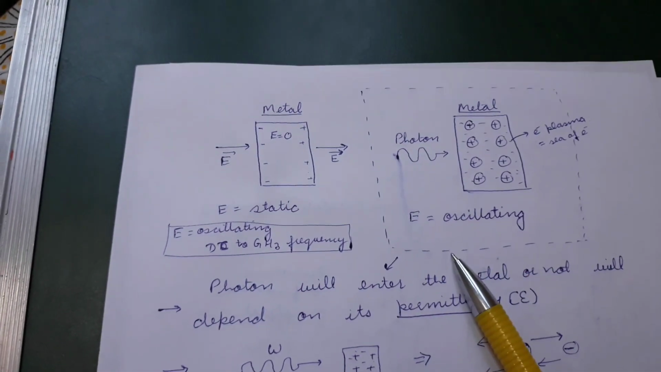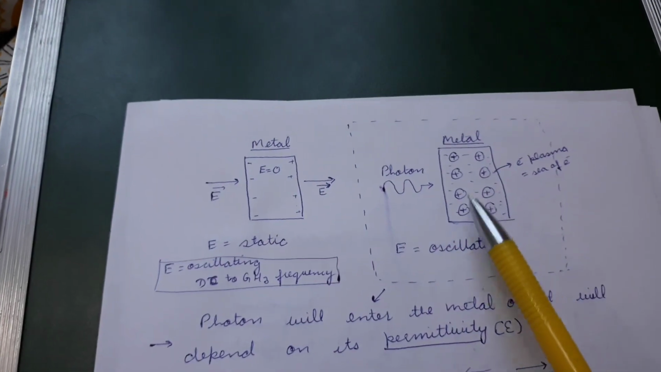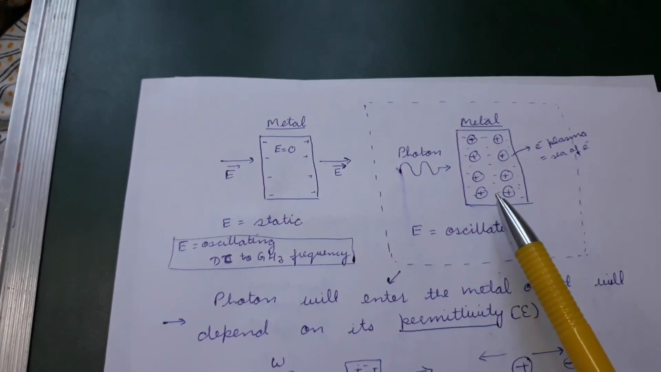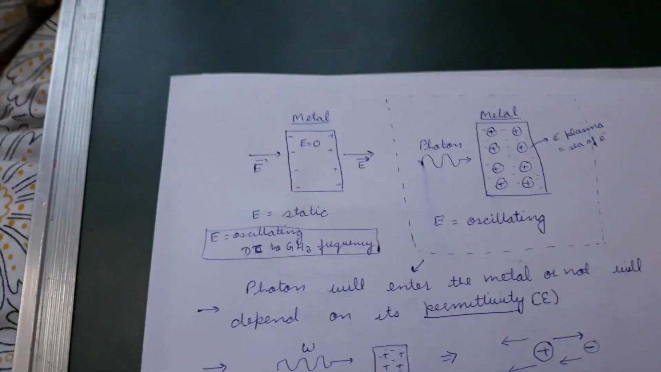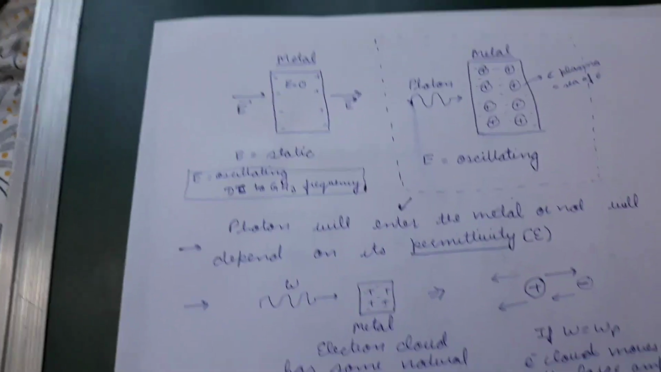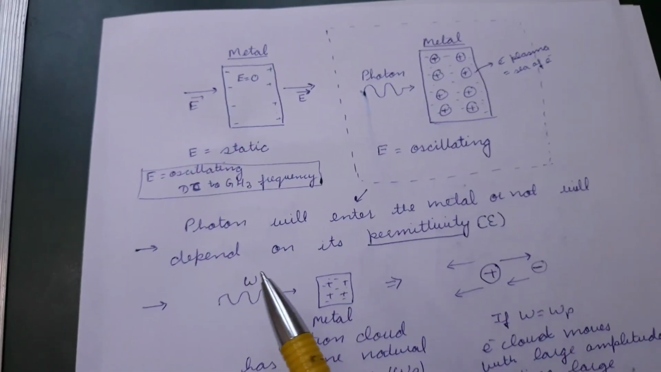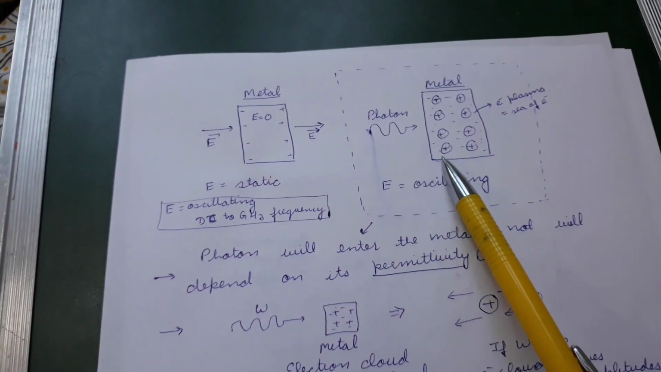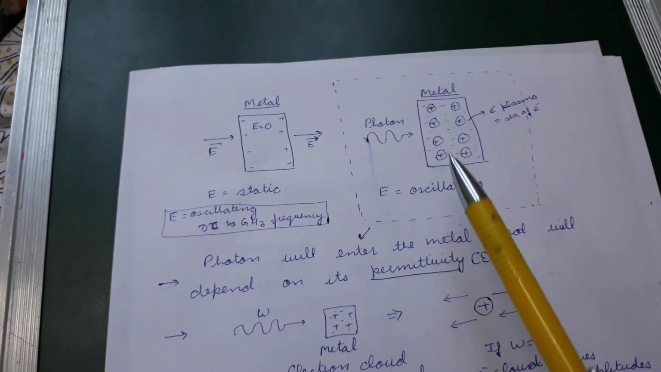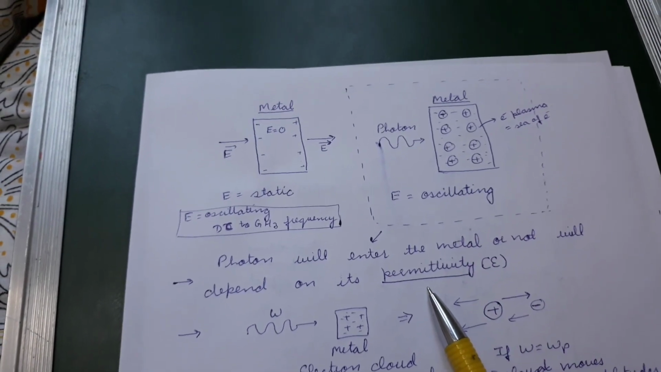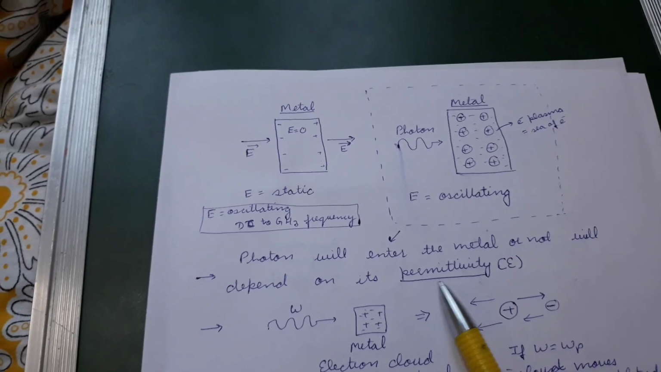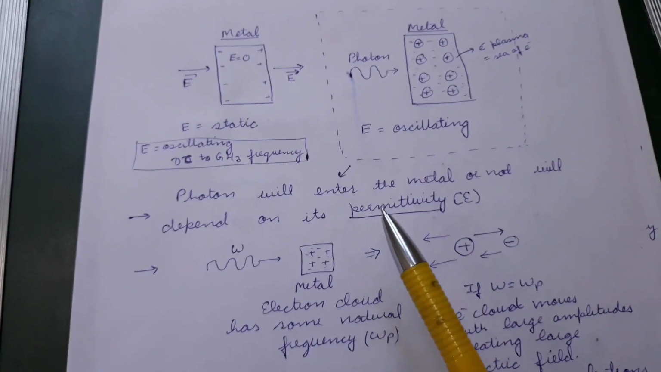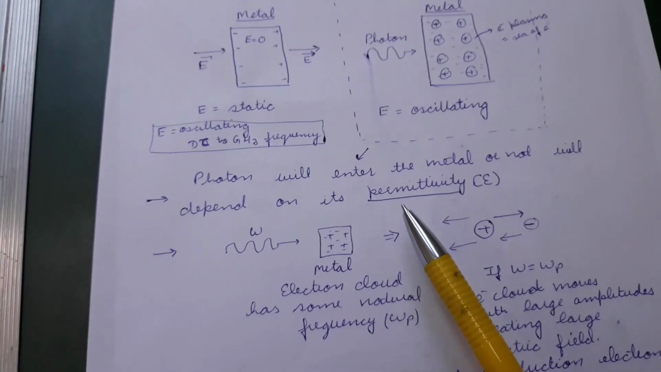While at a higher frequency, the metal will show some electron oscillations or plasmon oscillations. And this is what we are going to discuss. What we require is how photons will enter a material. So we will have to discuss permittivity, because that will give you an idea of how much electric field a particular material allows to pass through it.